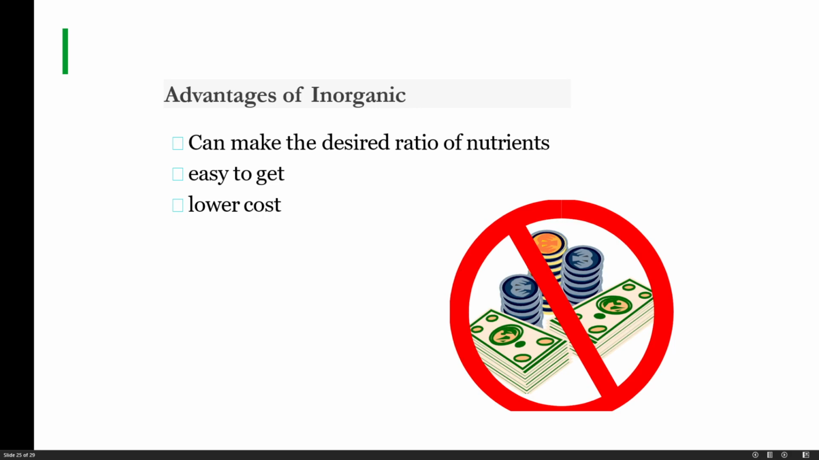Doon sa organic fertilizers. Okay? So, kumbaga, mas kontrolado nila kung ano yung ratio niya. 1:1, 2:3, yung mga ganun. Kung gaano karaming nitrogen, phosphorus, yung mga ilalagay.